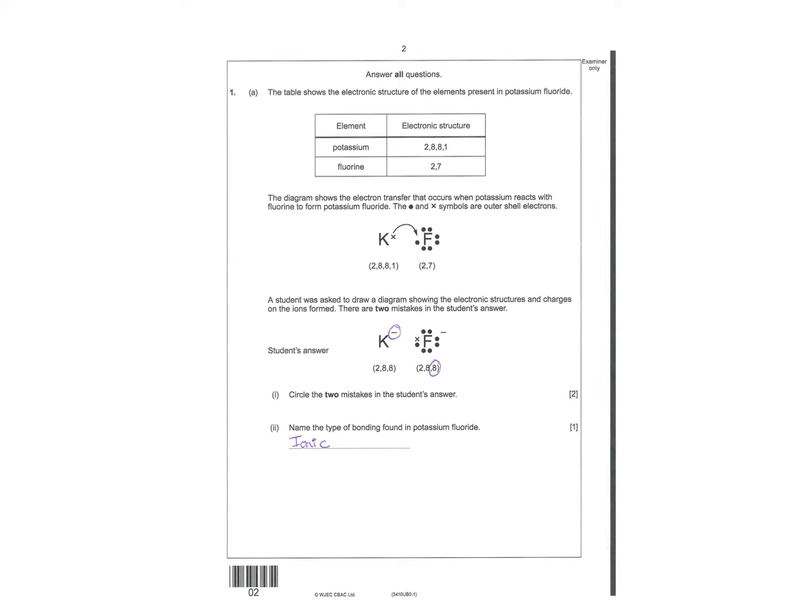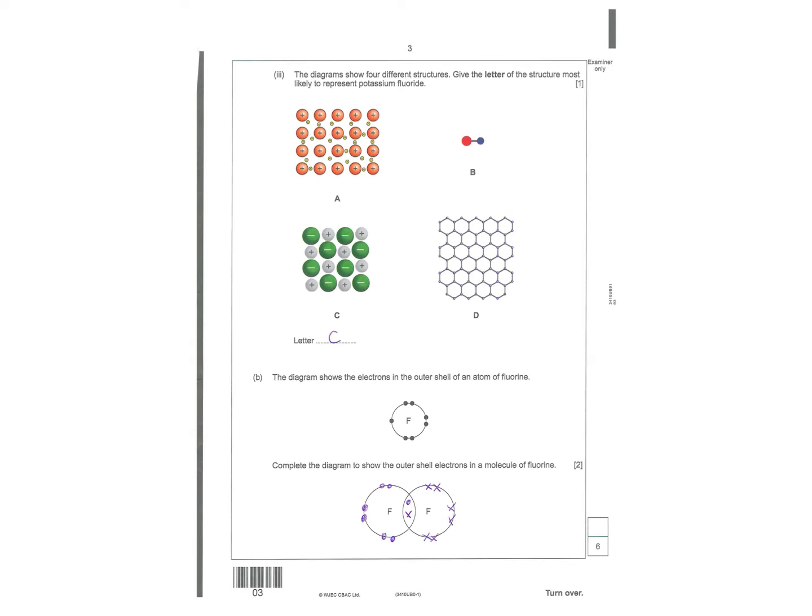Okay, so that's the first part. Name the type of bonding present in potassium fluoride. It is ionic. Then there were a series of pictures and they asked you to look at which one represents potassium fluoride, and it's going to be C.